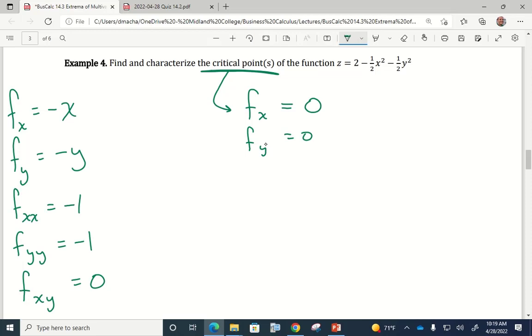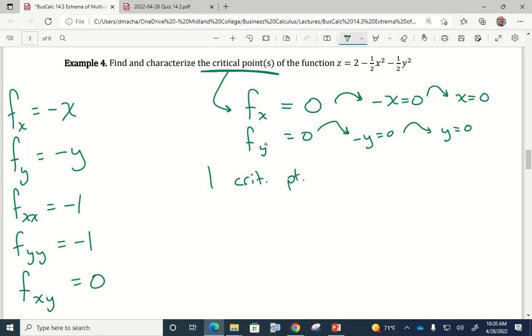So again, looking for my critical points, that tells me that negative x is equal to 0, which tells me that x has to be 0. This tells me that negative y is equal to 0, which means y is 0. So that gives me one critical point, because I have to have the point be 0, 0.